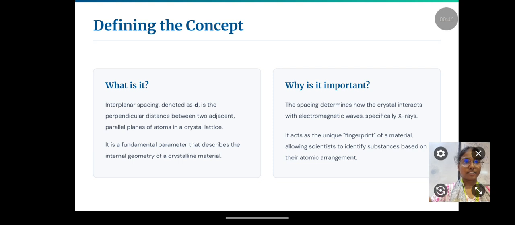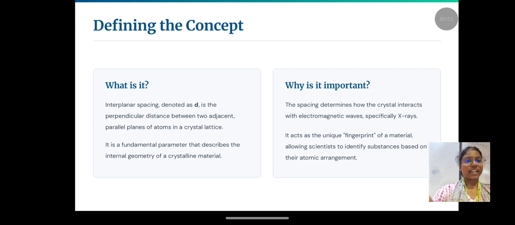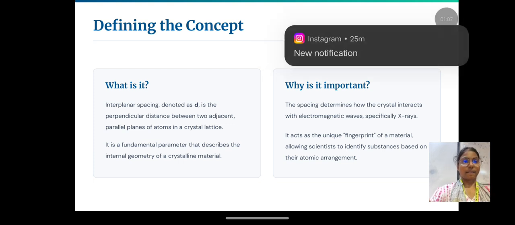Importance of interplanar spacing. The spacing determines how the crystal interacts with electromagnetic waves, especially X-rays. It acts as the unique fingerprint of a material, allowing scientists to identify substances based on their atomic arrangement.